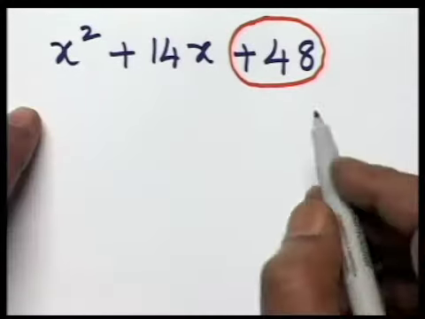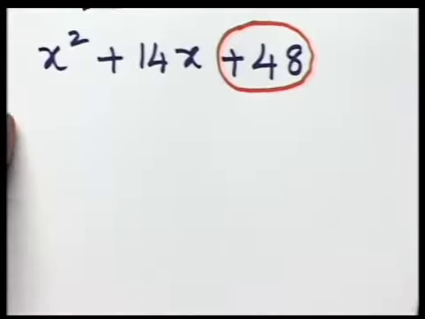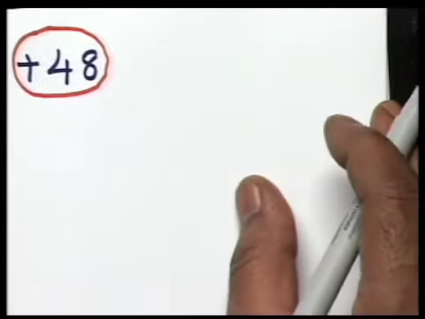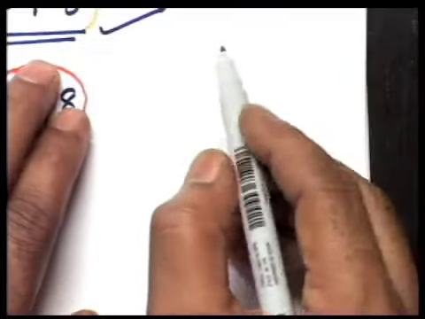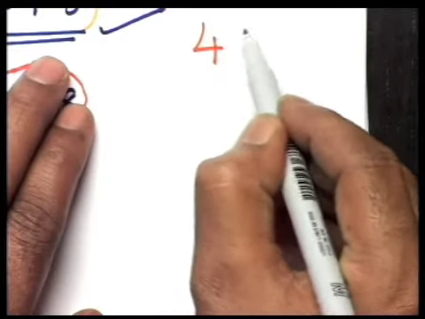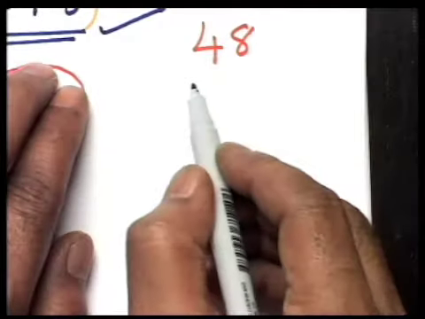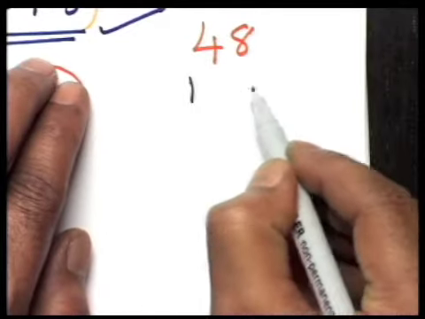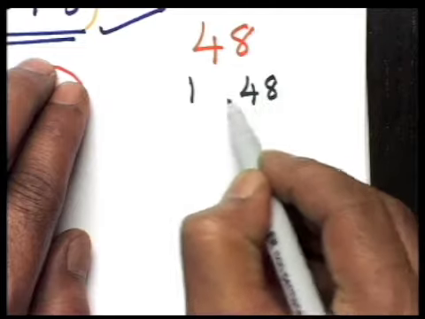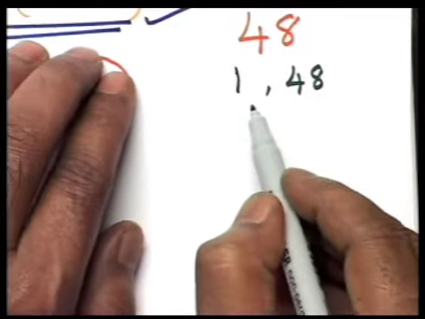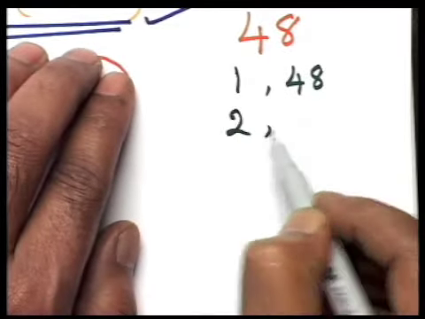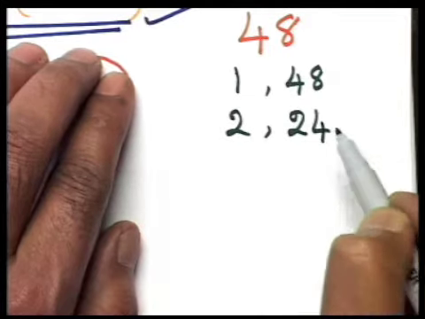So that's 48. Now I'm looking for all the factors of 48. So that's a rough column there. Let's look for the factors of 48. Now I'm going for the factors, starting from 1, please. 1 times 48 gives me 48. If I take 2, maybe 2 times 24 is 48.